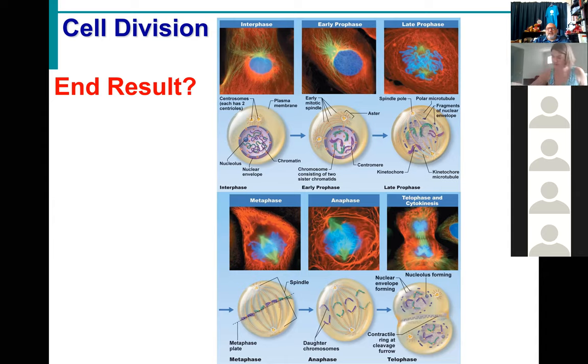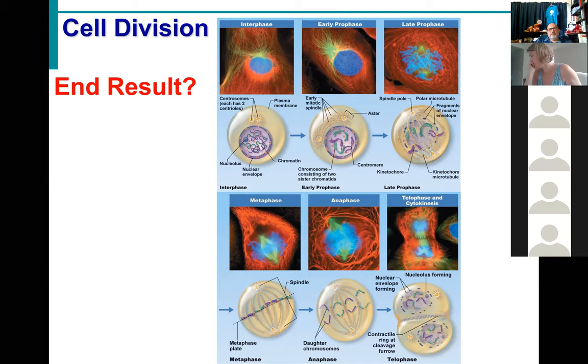So what happens in plant cells is that a cell plate forms, the start of the cell wall. A little bit of cell wall will form in the middle in between them, and then it expands out to divide the cell in half. And we can actually take a look at that.